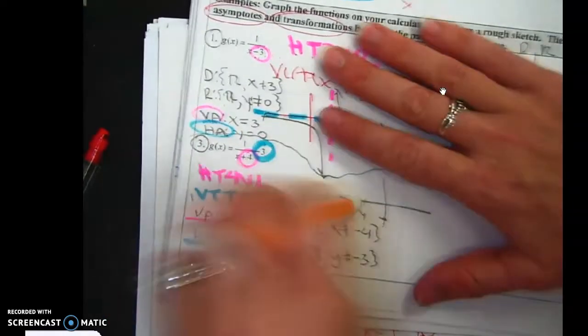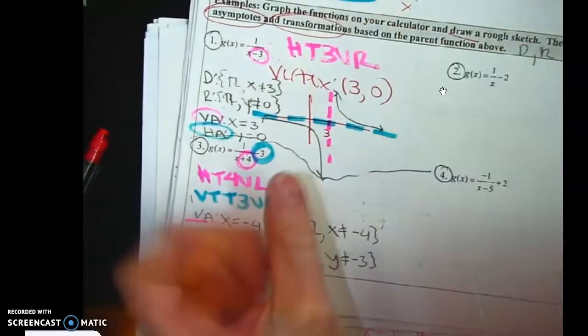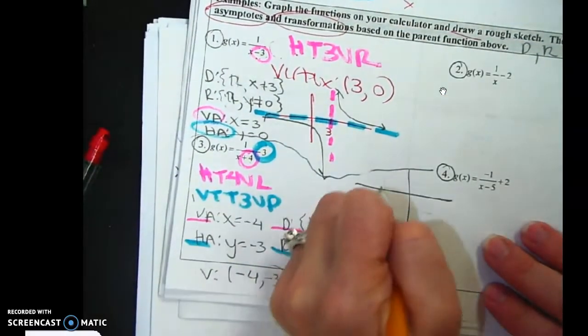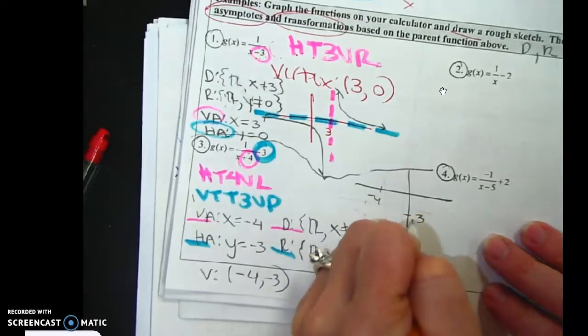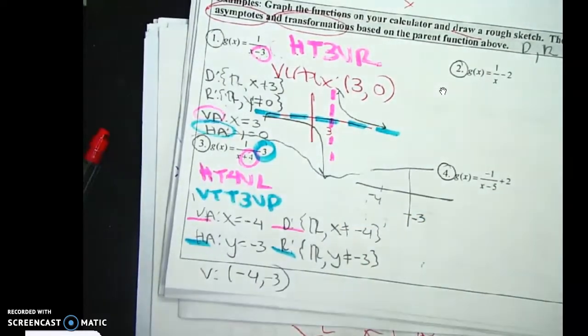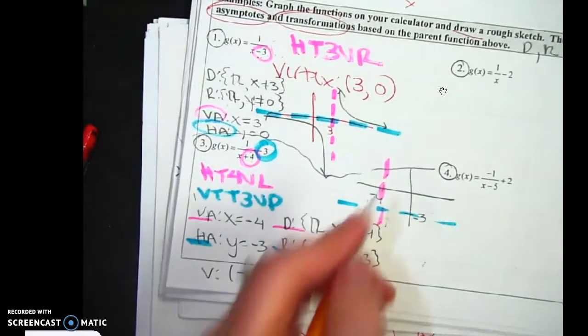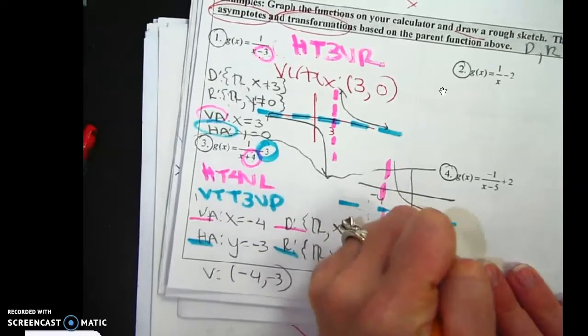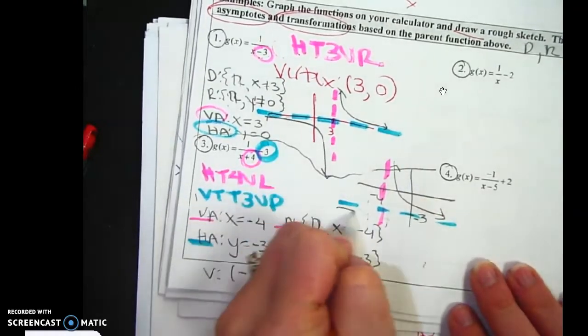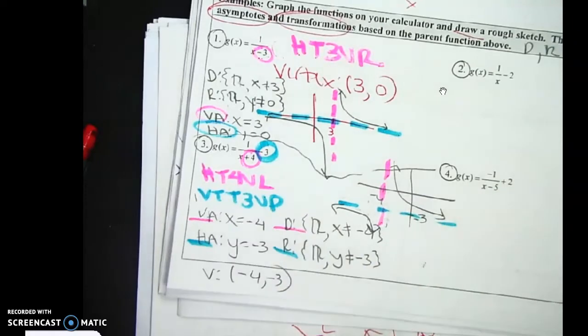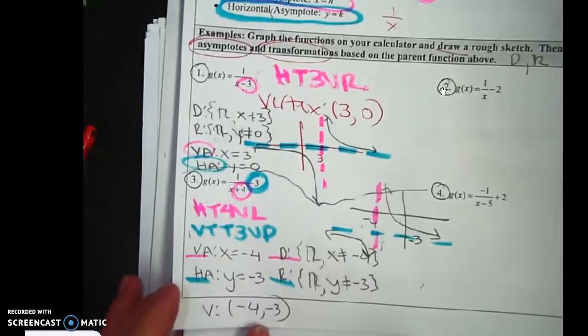-4, -3, vertical asymptote, and then horizontal asymptote. Top right, bottom left. Okay, let's go to the next one.